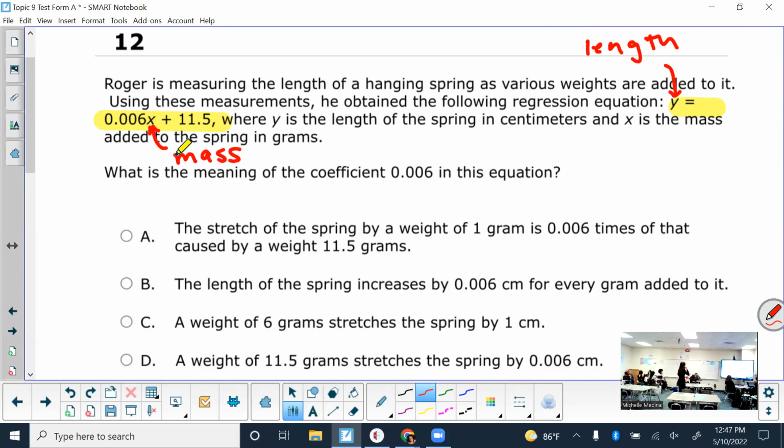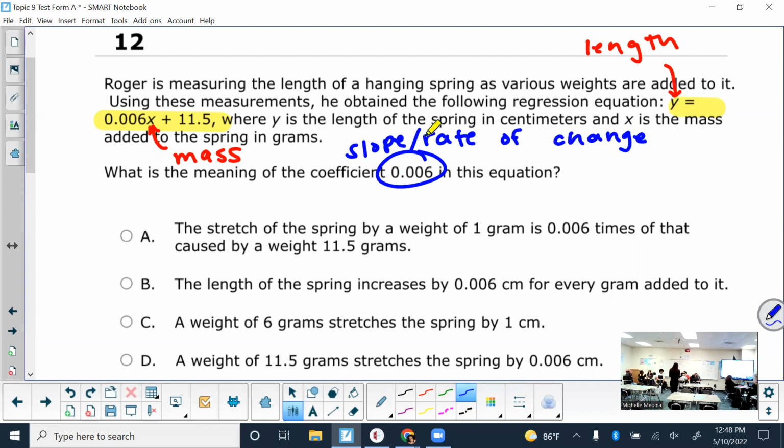So then it's asking what's the meaning of the coefficient 0.006 in this situation. So is that 0.006 my slope or my y-intercept? My slope, because it's in front of the x. What is slope also called? Oh, wait, rate of change is what I was looking for. So that's how much something is changing by.